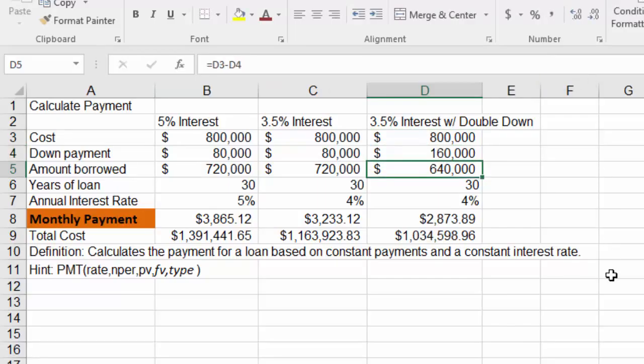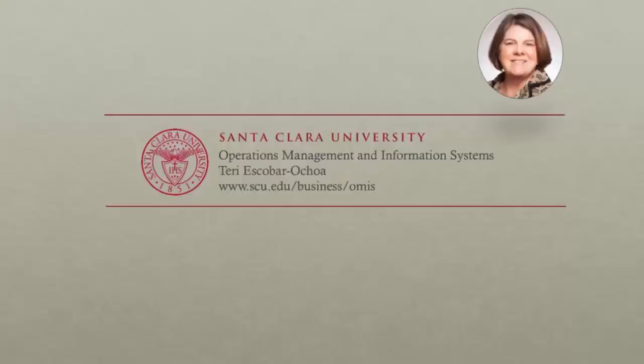So $160,000 down payment. Now I'm well below that $3,000 mark, and I'm very close to the total payment of the loan being at $1 million. Thank you for watching Excel, the payment function.